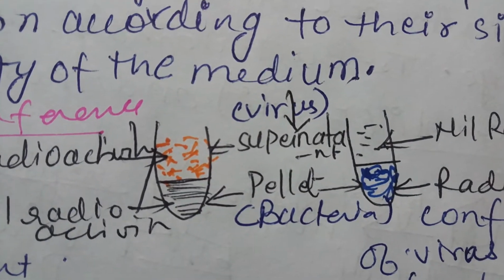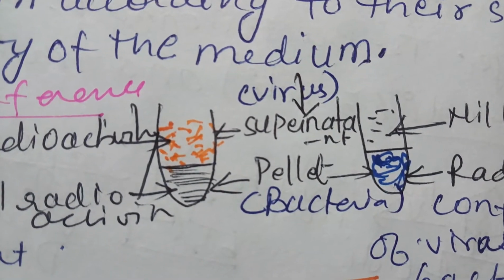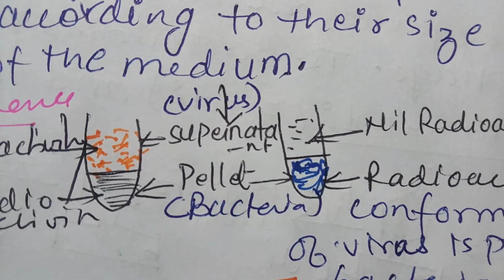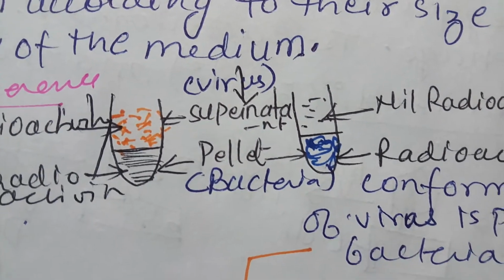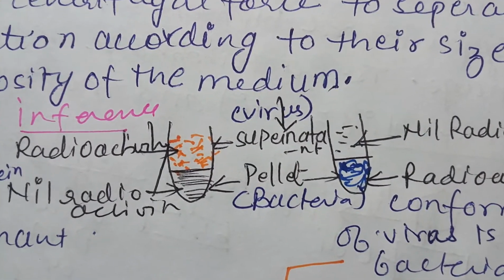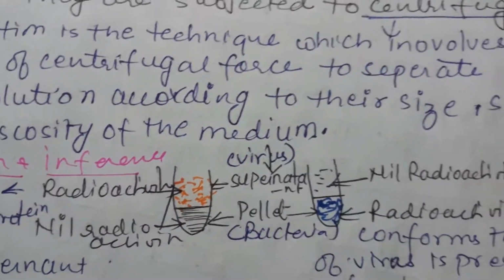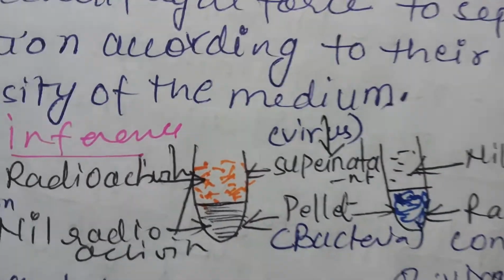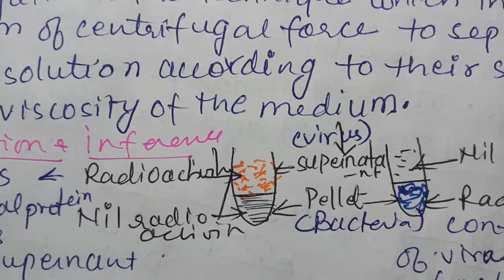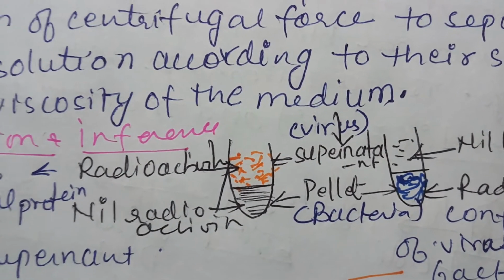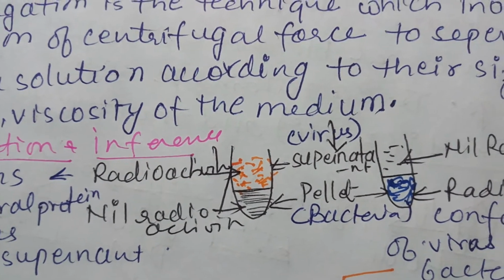So in the S35 case, you will see that usually viral particles are at the upper side and at the bottom you will see bacterial particles. So you will find that when this is subjected to detection of radioactivity, the supernatant shows the radioactivity.